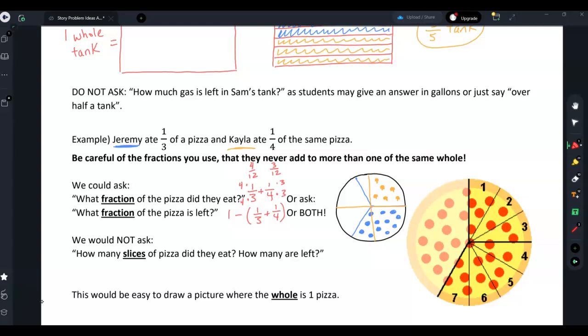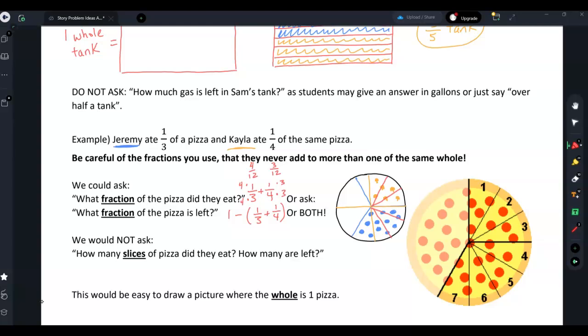So Jeremy's part here, his 1/3, is actually 4/12. I'm gonna split this up into 4 equally sized pieces. I'm doing my best here. And then Kayla ate a fourth, which is really 3/12. So her section here that's shaded with mushrooms is actually 3 of those same size pieces.